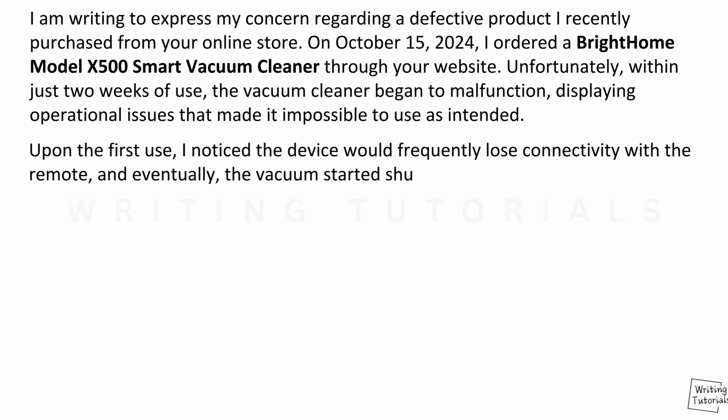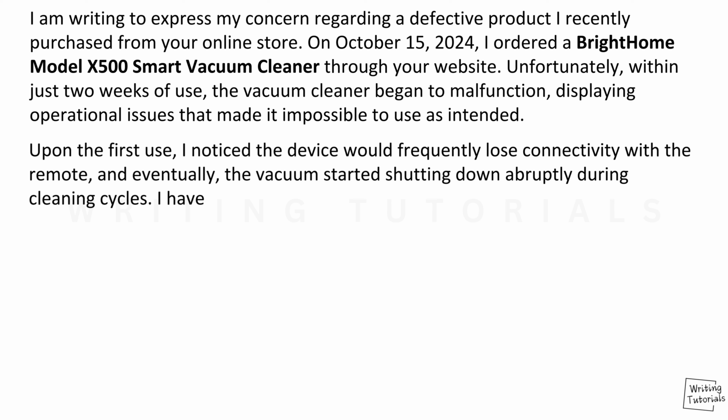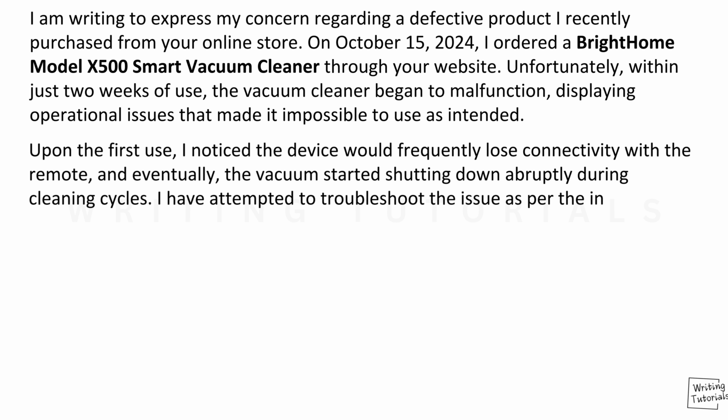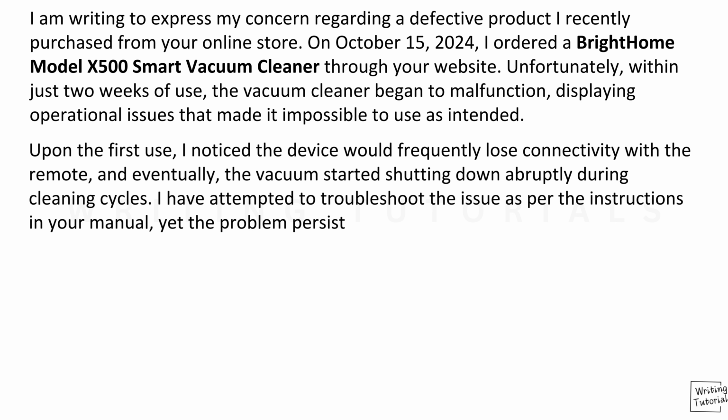By describing specific malfunctions, Jennifer gives the company a clear picture of the problem. The more specific you can be, the easier it is for the company to understand what went wrong and how to fix it. If there were multiple issues, list them all, but keep it concise.